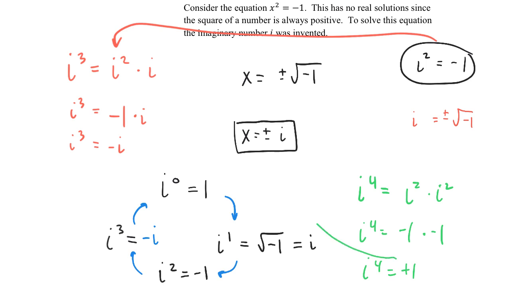Doesn't that value go right back to the beginning of the wheel there? So this corresponds to this value for i to the fourth. And then i to the fifth will go here, i to the sixth, i to the seventh, i to the eighth, and it continues around.